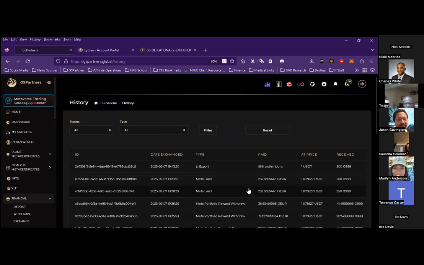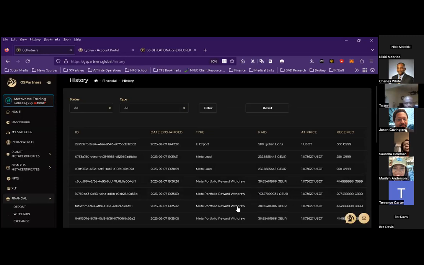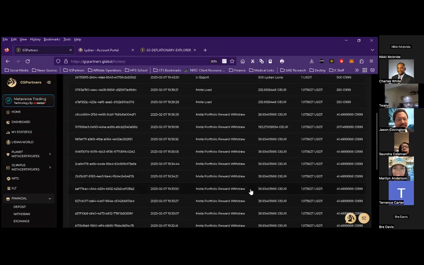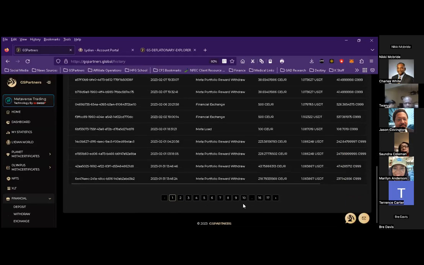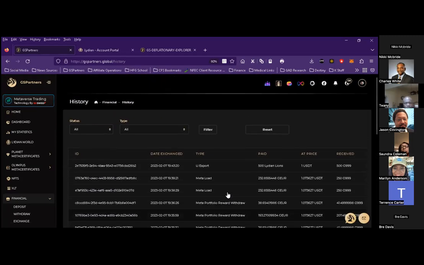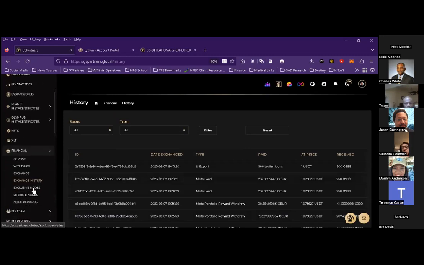You can track every one of your exchange histories, including but not limited to the ability to export Lydian lines from here to Lydian World, filling any of your metaverse certificates. It tracks any sort of withdrawals from your certificates, gives you the dates and times and all sorts of stuff here. Everything you do is tracked here, and you can see I've done a lot. So if you want to know when you did certain things, take a look at your exchange history and it will show you.